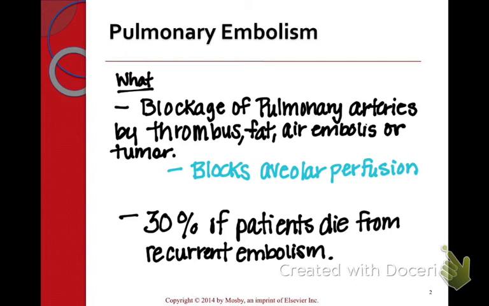So, pulmonary embolism. What is it? It's a blockage of pulmonary arteries by thrombus, fat, air embolus, or a tumor. It blocks alveolar perfusion. I showed you all a video the other day about pulmonary embolism, how DVT can turn into a pulmonary embolism, so it's anything really that blocks the arteries. 30% of patients die from recurrent embolism. So that is significant.